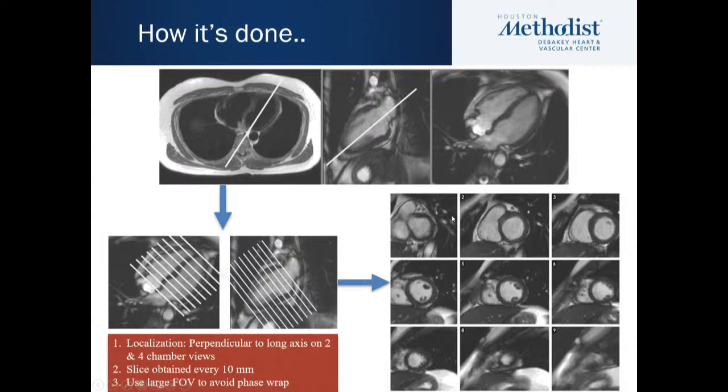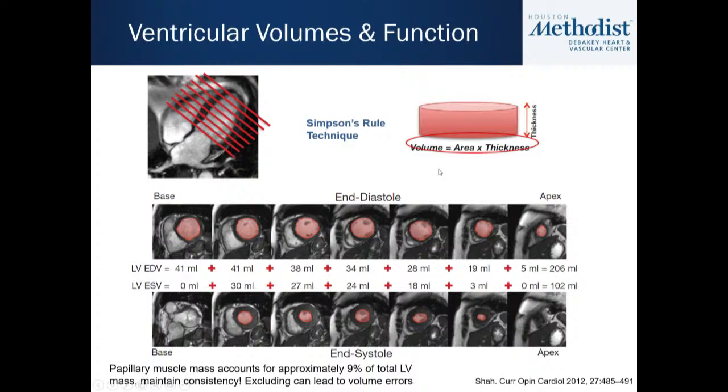So if you trace each of these at end-diastole and end-systole, and you know what the distance between them is, you can still apply the Simpson's method, similar to how we do on echo, except here you can actually get the true contour of the heart as opposed to any geometric assumption. So you have those, let's say, 7 or 8 slices.